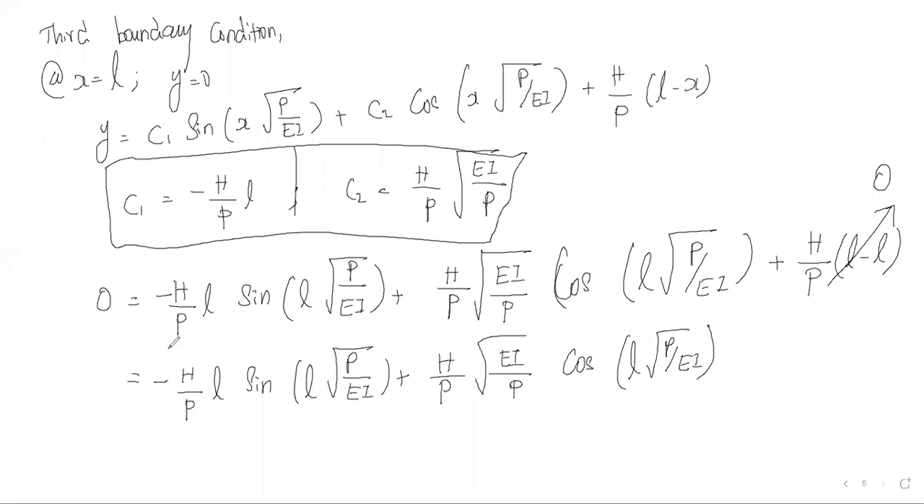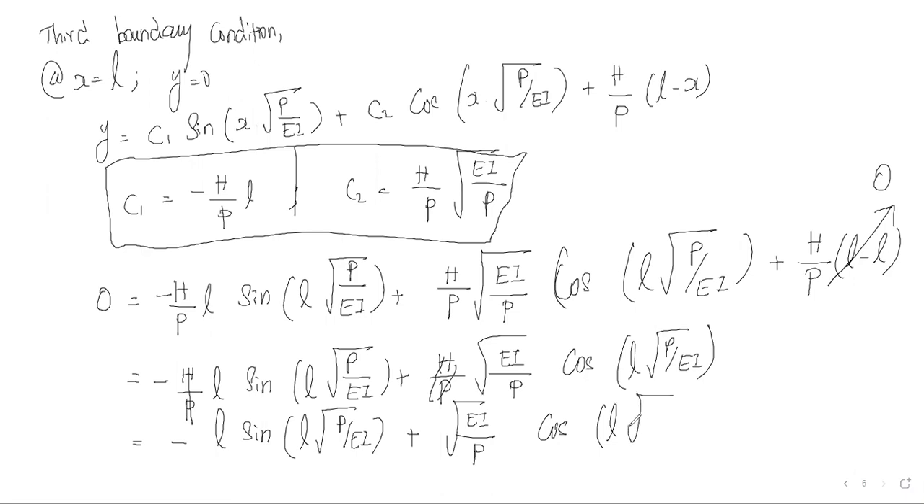So in this term, H by P is common. If I take it outside and go to the left-hand side, then the term becomes 0. So only the thing available is minus L into sin L root under P by EI plus root under EI by P into cos L root under P by EI. Now this term I'm going to the left-hand side, and this term becomes the right-hand side.